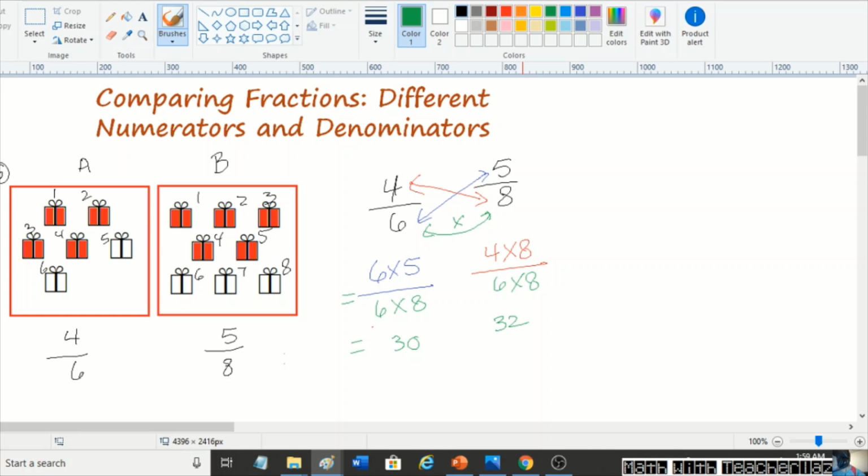Now your denominator is 6 times 8. 8 times 5 is 40, and 8 more is 48. So you have a common denominator of 48. Now you have the same denominator. If you remember the rule, the fraction with the greatest numerator is the greatest when the denominators are the same. So this is the greatest fraction.